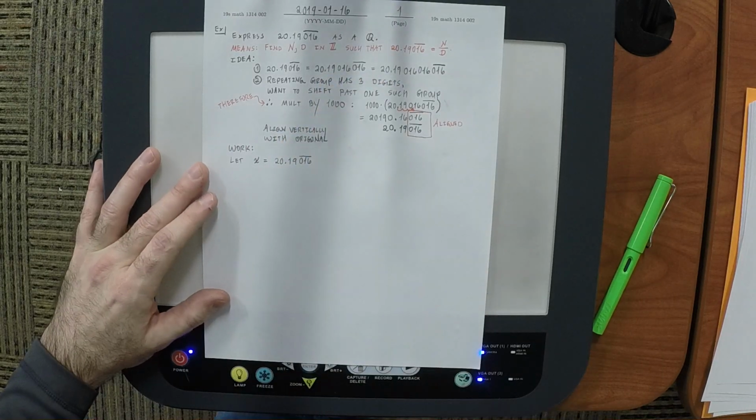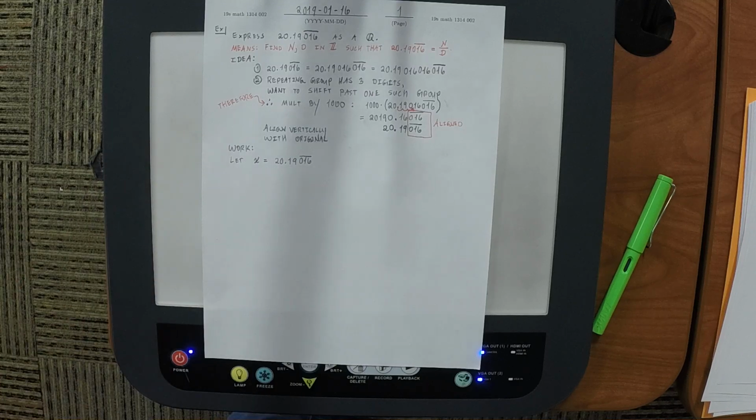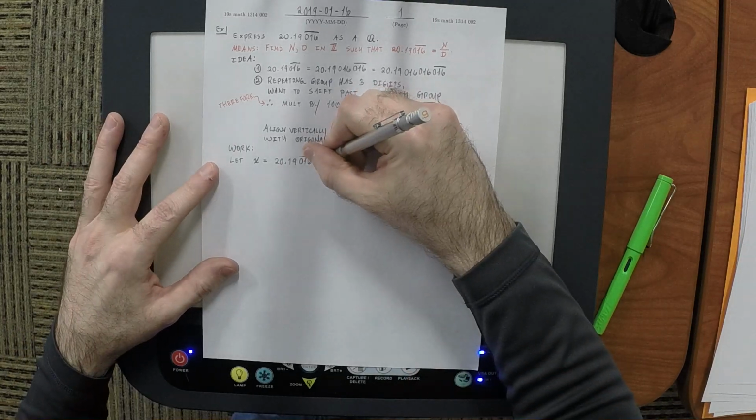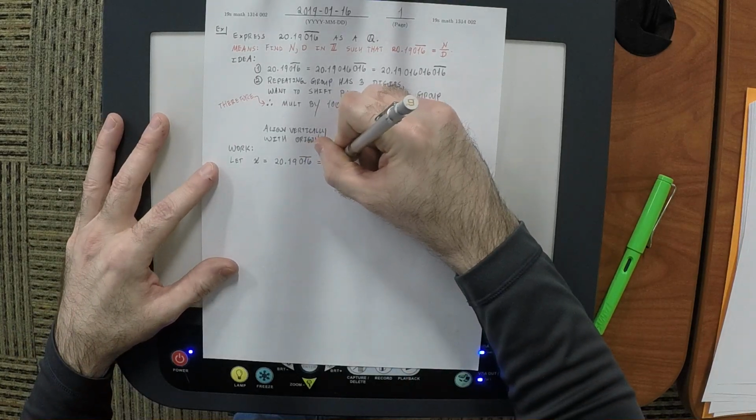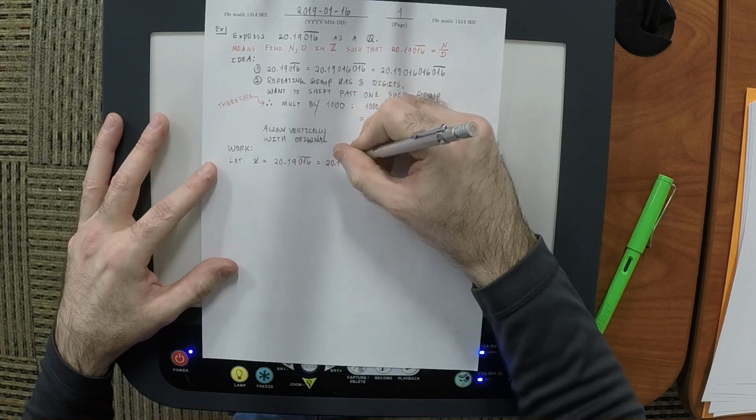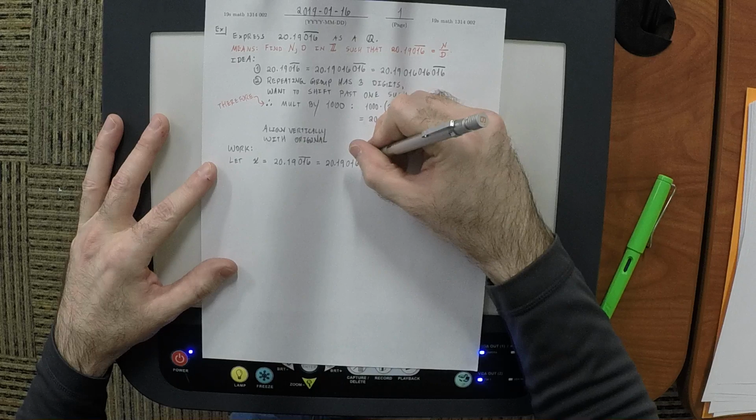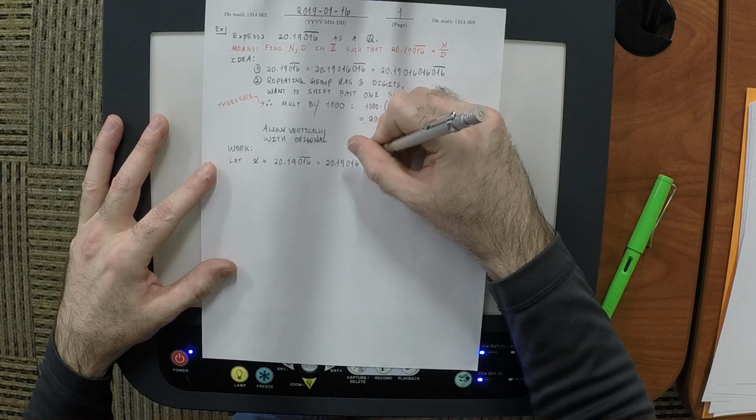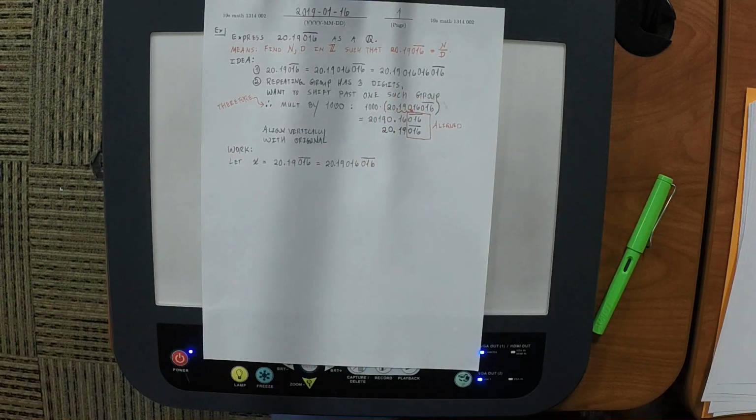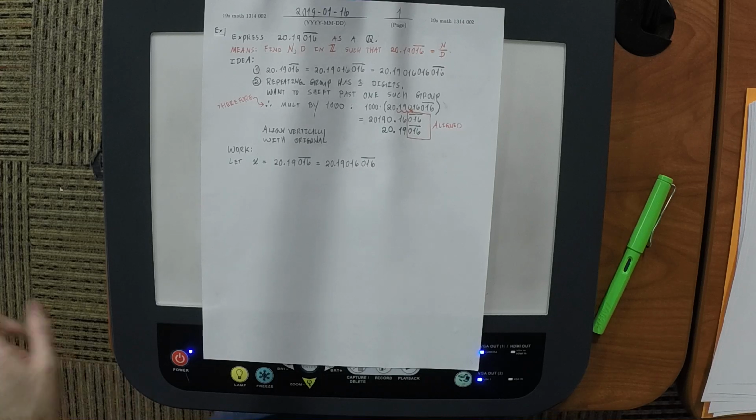And I'll note, because I know what's coming, that I'm going to end up wanting to shift past a group. So I'm going to say that in fact this is the same thing as 20.19, and then I'll write one of the groups, 016. So leave it, and then I'll say okay, and here's the other group, 016 repeating. Okay. So let x be that.